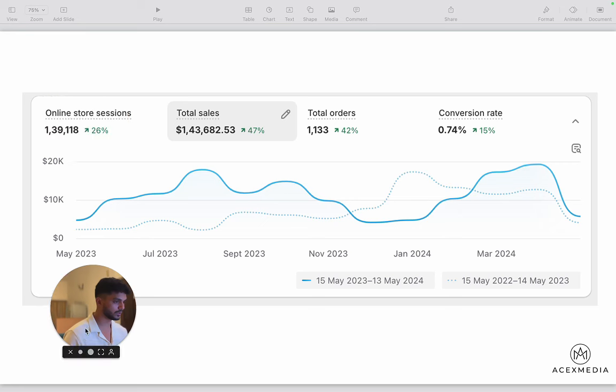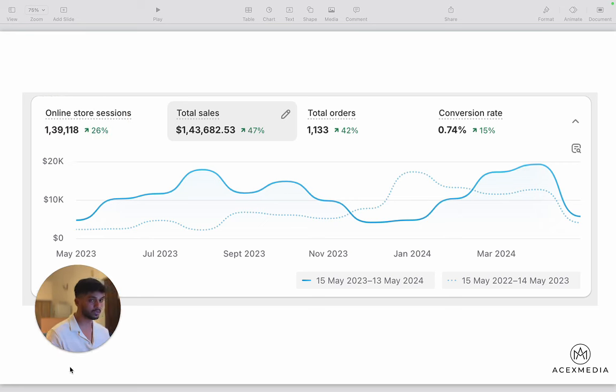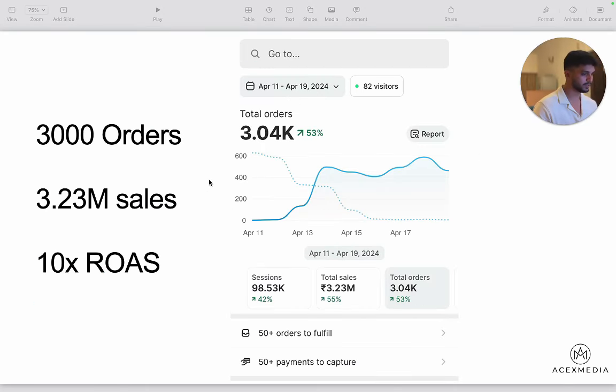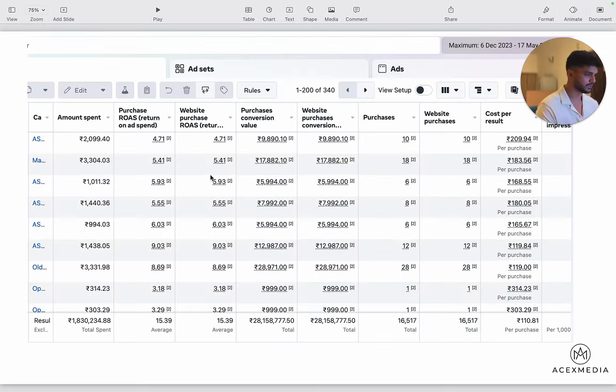So after implementing this across multiple other clients, multiple other accounts, these are some more results that we're able to get. For this client, $140,000 in sales, 1,000 orders. Here, another client, 10x ROAS, 3,000 orders, 3.23 million rupees in sales. This client here, 15x ROAS at 18 lakh ad spend. So we almost got them 2.8 crores just by spending 18 lakhs. And this is at scale. If you are able to maintain a ROAS at scale, then you must be doing something right.